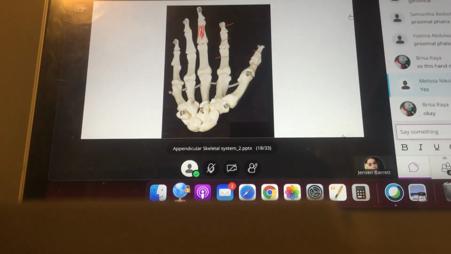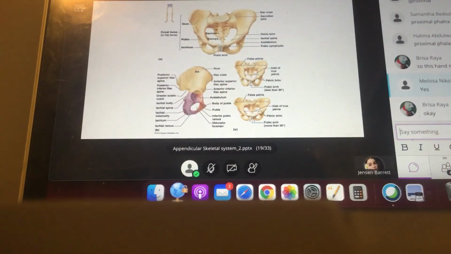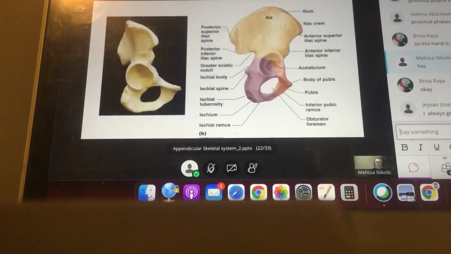Okay, I understand. It's because you have to make sure that you separate the metacarpal, which is your hand, your palm, from these bones, which are called your phalanges, right? 1, 2, 3, 4, 5 phalanges, and then proximal, distal, proximal, middle, distal, proximal, middle, distal. You got that? Yes, ma'am. Good, awesome.